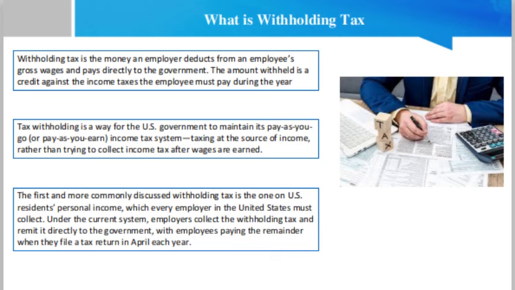US resident withholding tax. The first and more commonly discussed withholding tax is the one on US residents' personal income, which every employer in the United States must collect. Under the current system, employers collect the withholding tax and remit it directly to the government, with employees paying the remainder when they file a tax return in April each year. If too much tax is withheld, it results in a tax refund. However, if not enough tax has been held back, then the individual will owe money to the system.